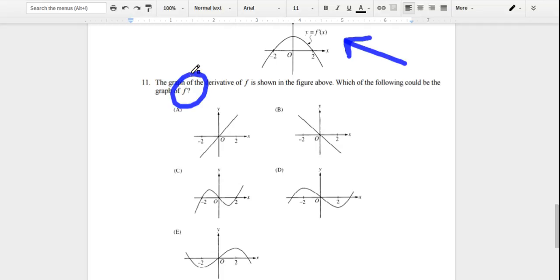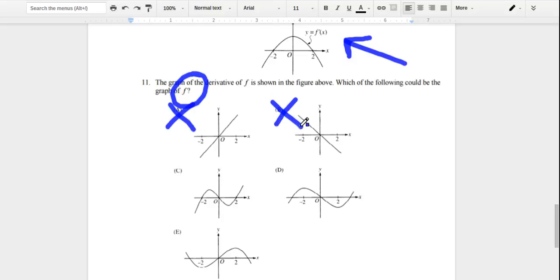Okay, so let's see. If I take a look at just the x-intercepts of f prime, those are places where my original function needs to have a slope of 0, a horizontal tangent line. I can get rid of then A and B because those don't work.